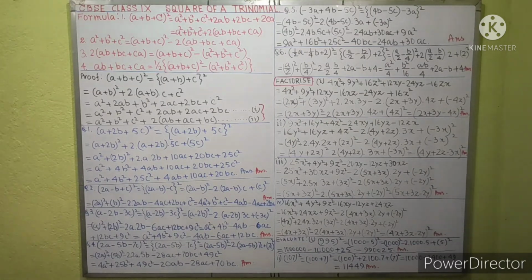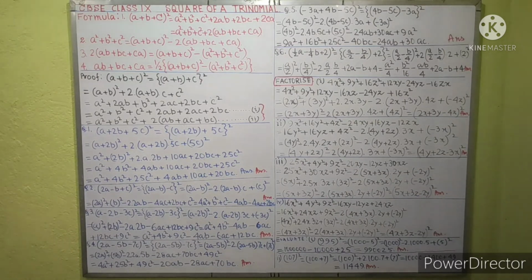Next, question number 5. This is also expanding a whole square: (minus 3A plus 4B minus 5C) whole square. We have taken minus 3A as B and 4B minus 5C as A. So it is (4B minus 5C) in bracket and then 3A as B, whole square.